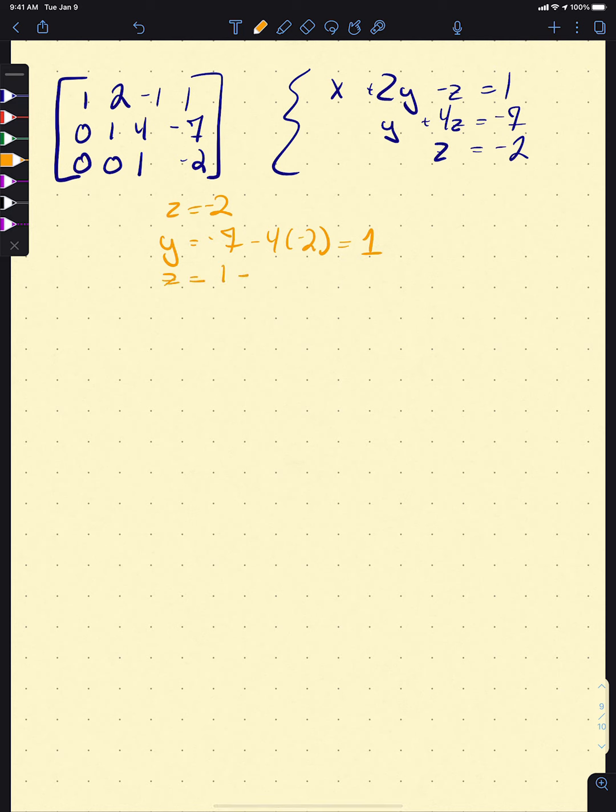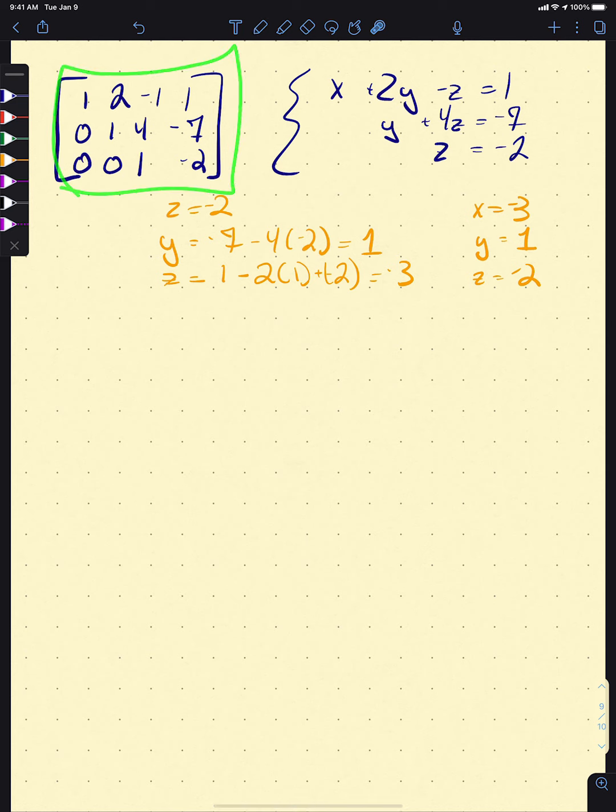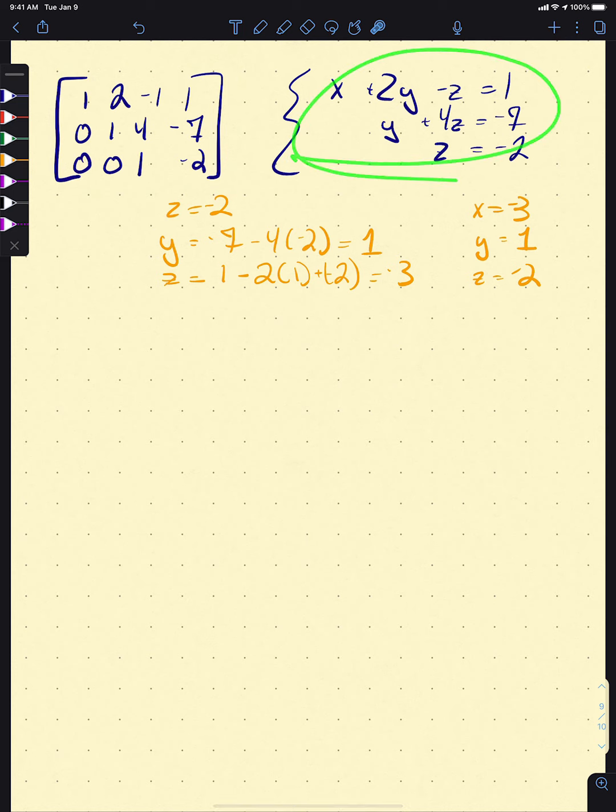We're going to have that x is 1 minus 2 times 1 plus a negative 2 comes out to negative 3, right? So we get, just to write this down, x equals negative 3, y equals 1, and z equals negative 2, okay? And we did this manipulation, again, through matrices, and then pulled this out the other side. But I want to show you something a little bit interesting about this, okay?